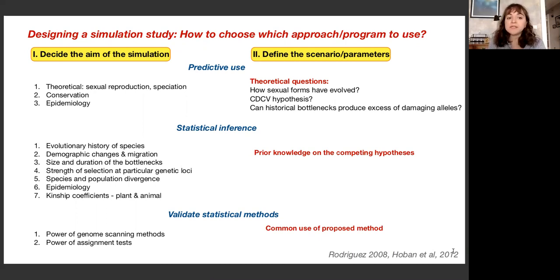So the first thing that we decide is the aim of the simulation. One purpose can be the predictive use.